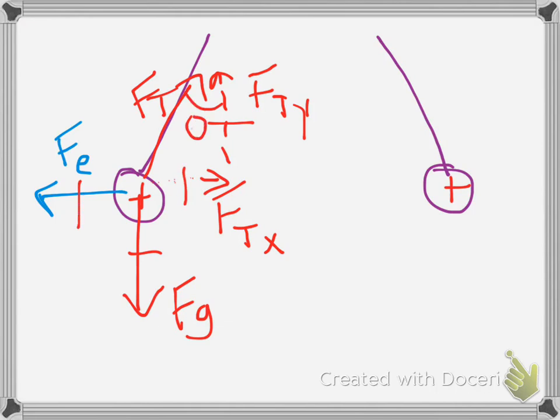And we know what that angle is, right? So if we know the angle and we know Fg, because Fg is just mass times the acceleration due to gravity, then we should be able to use a little bit of geometry to figure out what Ftx is. And if we know what Ftx is, we know what the electrostatic force is. And so that is what we're going to do. Knowing the angle and knowing the mass, we can find Fe.